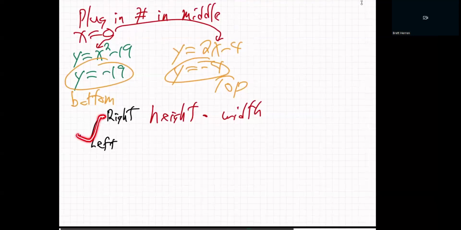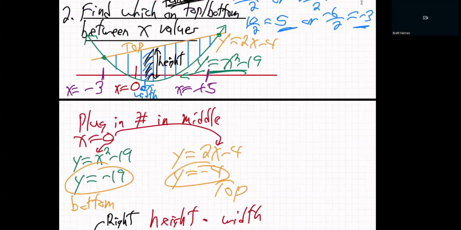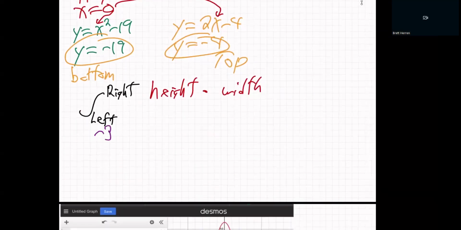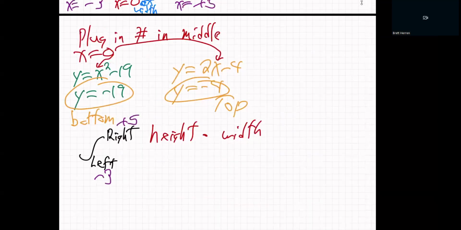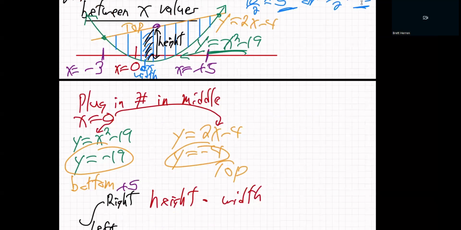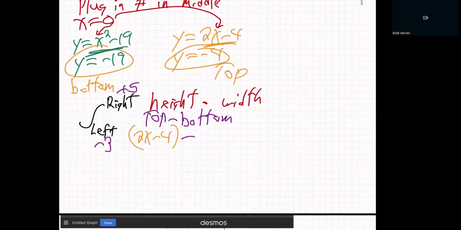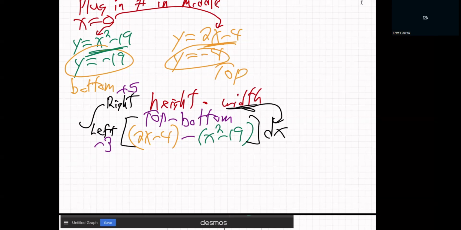So this means it's a big S, sum up from left to right. So that's going to go from -3 to +5. The height, and what's the height? The height is going to be the top minus the bottom, right? Top minus bottom. And which is the one on the top? Well, it's this one. So it's 2x minus 4 minus the one on the bottom, which is this one, x squared minus 19. And all of that times dx, because that's the width.